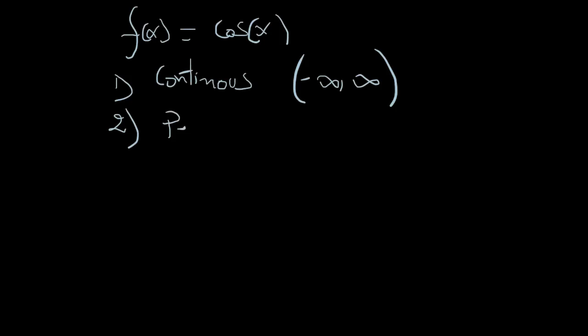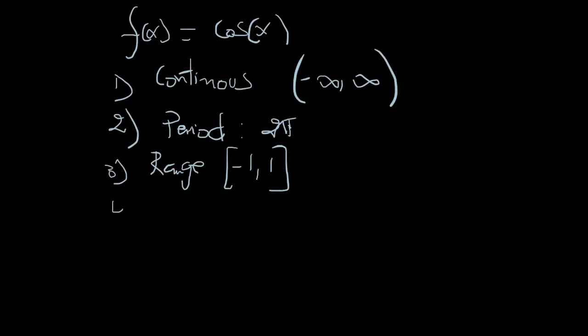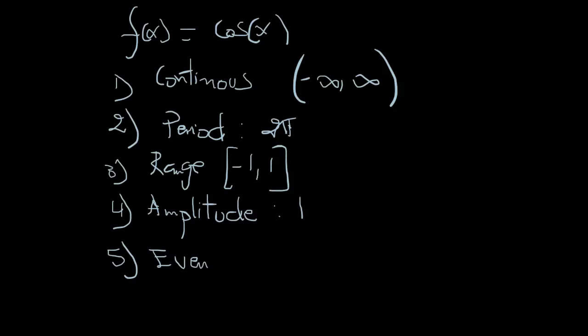I know that the period of this function is 2 pi, and the range is going to be, same like the sine, negative 1 to 1, and the amplitude would be 1, and it's going to be an even function, meaning that if you take cosine of negative x, it would be the same thing as cosine x. I'll move on to the graph of the function.